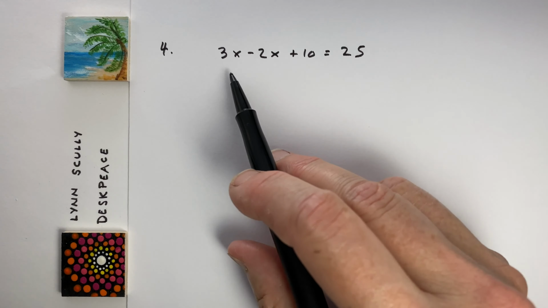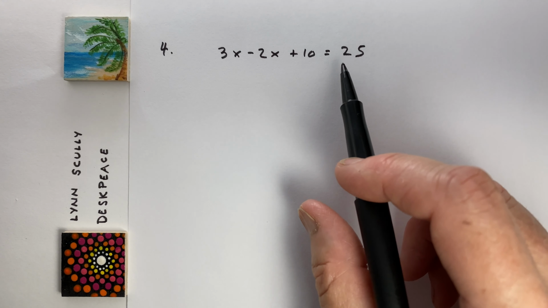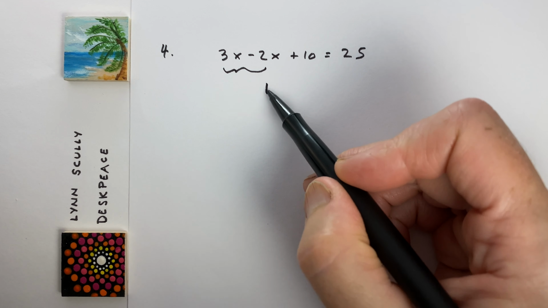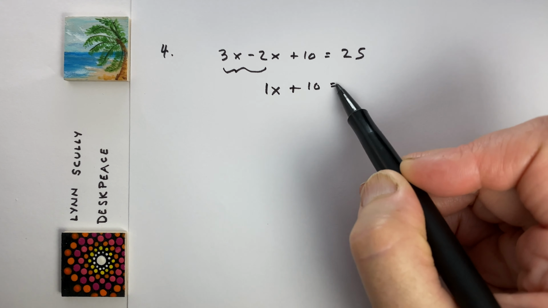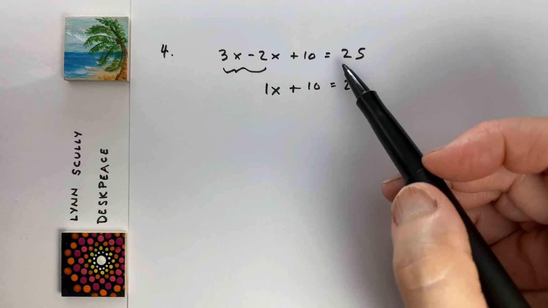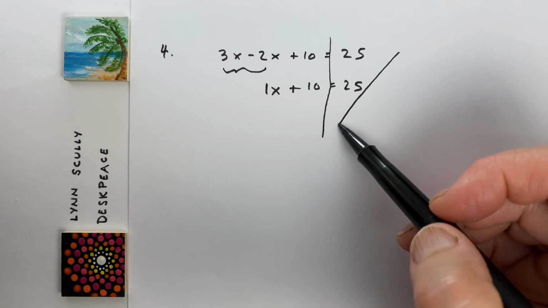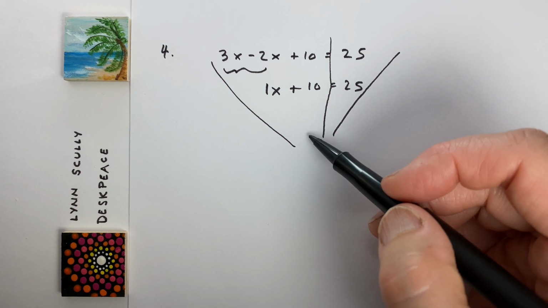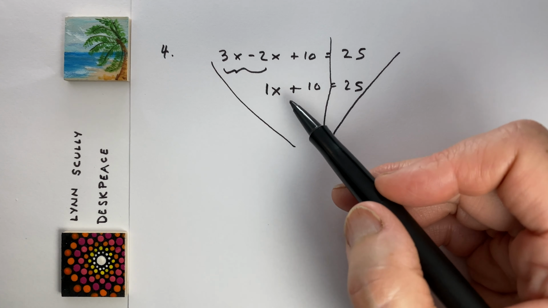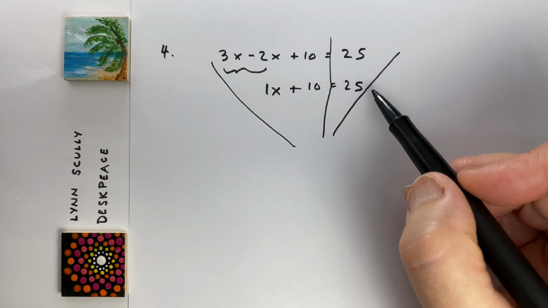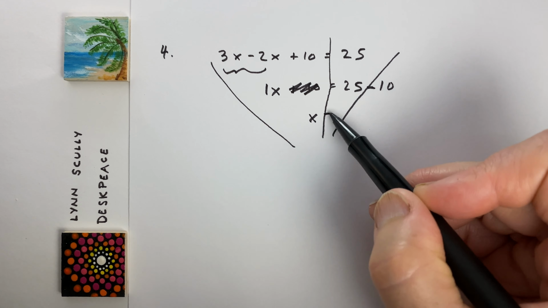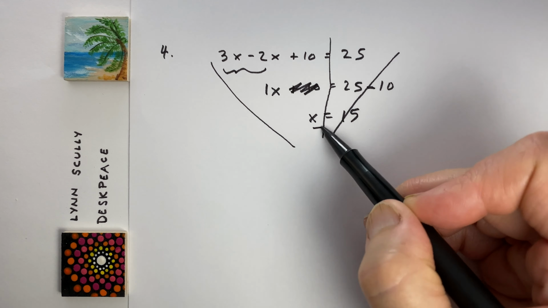Number 4, 3x minus 2x plus 10 equals 25. So first I'm going to collect like terms. 3x minus 2x leaves me 1x. Plus 10 equals 25. Notice I rewrite only when I collect like terms. And I try to line up my equal sign so this problem will eventually look like a funnel. And the last thing in the funnel will be your answer, your x equals. So now I have 10 attached to my x by addition. Move it by subtraction to the other side of the equal sign. And I'm getting x equals 25 minus 10 is 15.